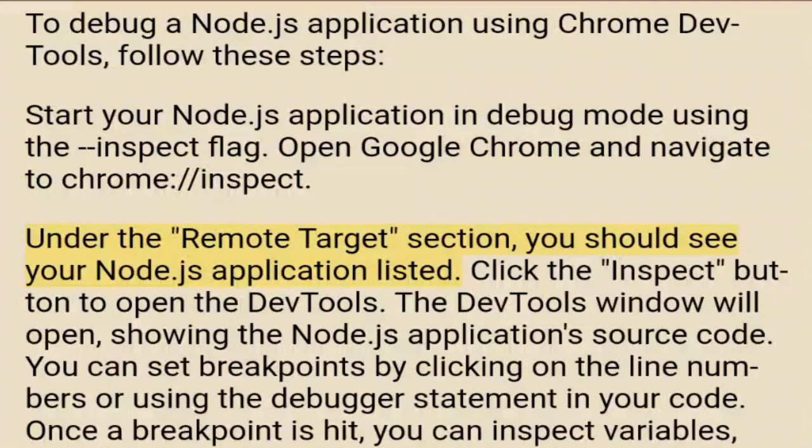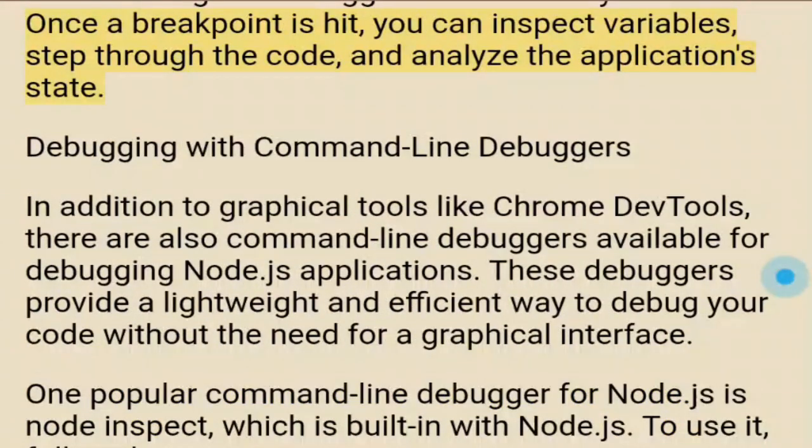Under the Remote Target section, you should see your Node.js application listed. Click the Inspect button to open the DevTools. The DevTools window will open, showing the Node.js application's source code. You can set breakpoints by clicking on the line numbers or using the debugger statement in your code. Once a breakpoint is hit, you can inspect variables, step through the code, and analyze the application's state.